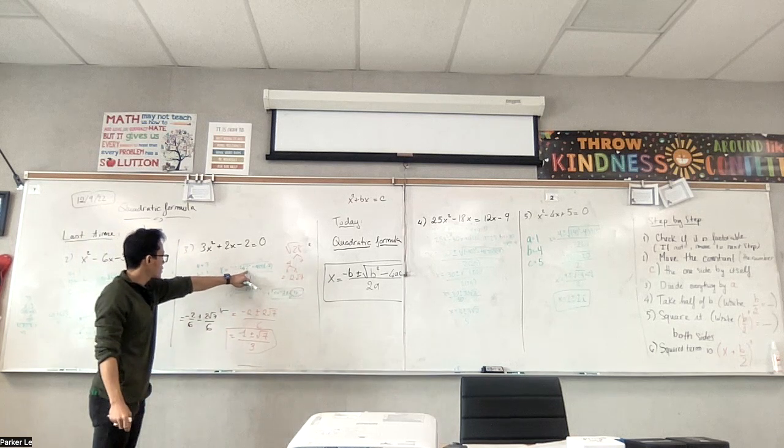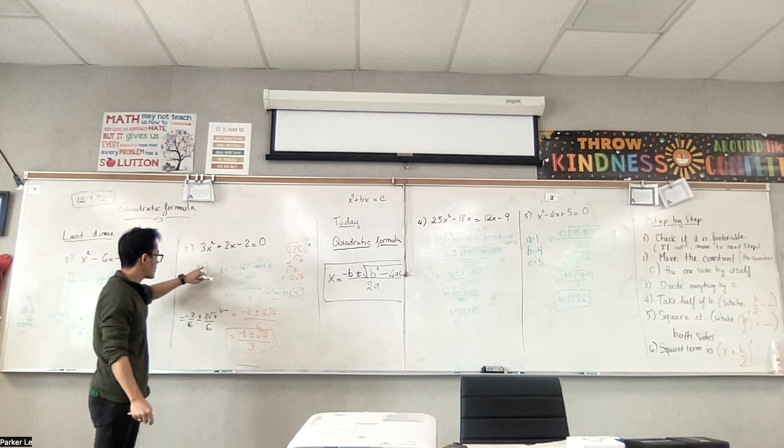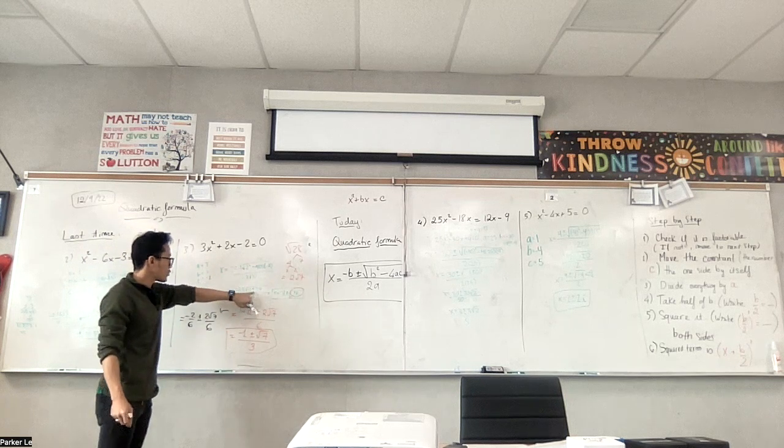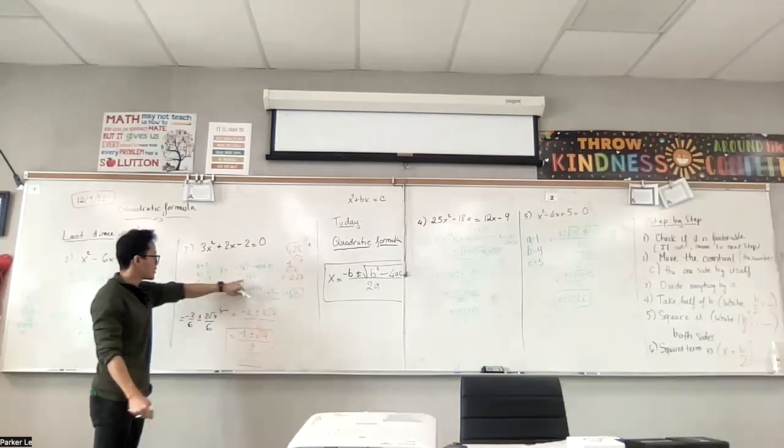-2 plus minus, right? Should be square root of b squared minus 4ac, 4 times 3 times -2. Now this becomes 24. Yes, 24 plus 4 is 28, plus minus 2a, 2 times 3. Yes, correct.